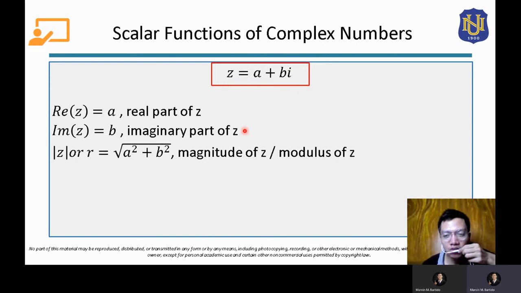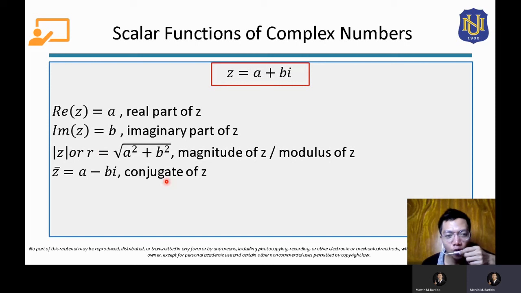Now, we also have what is called the magnitude of complex number z, or modulus of complex number z. It is denoted by z with the absolute value symbol, or it can also be denoted by just r. It is the modulus or magnitude of z, and it is given by the square root of a squared plus b squared, wherein a is the real part and b is the imaginary part of your complex number.